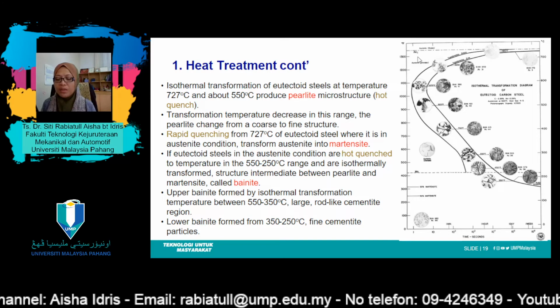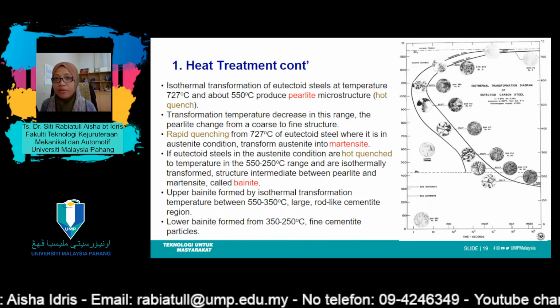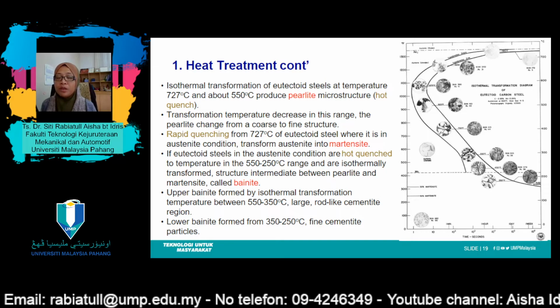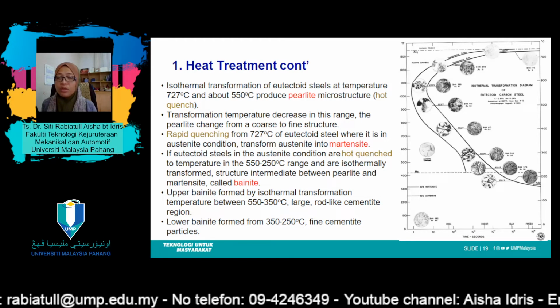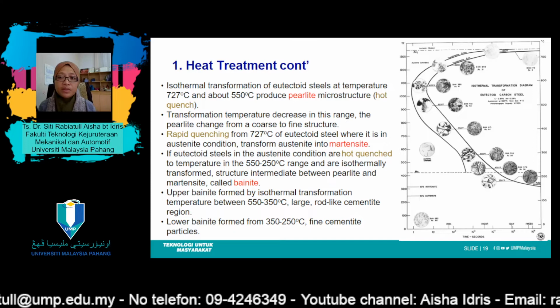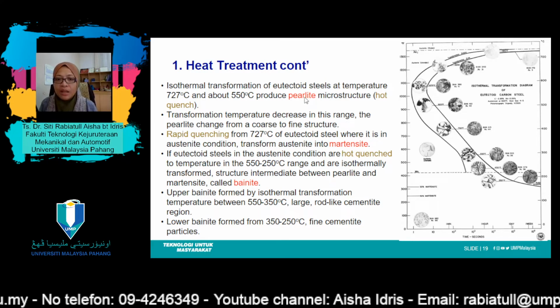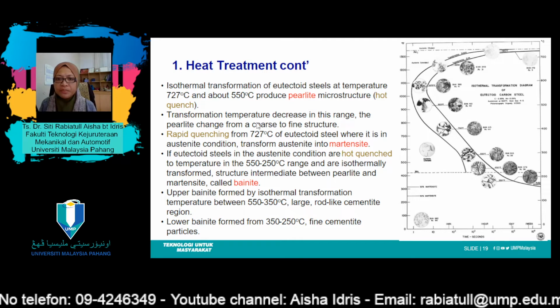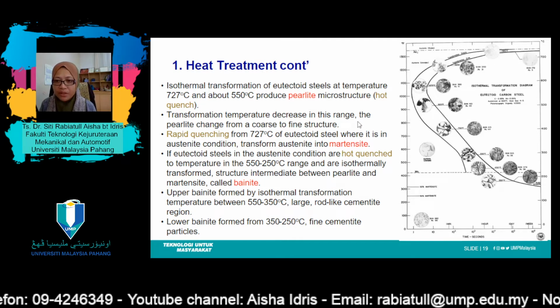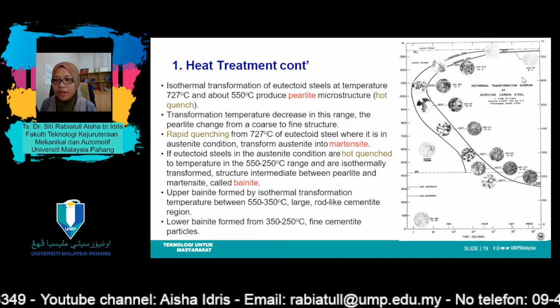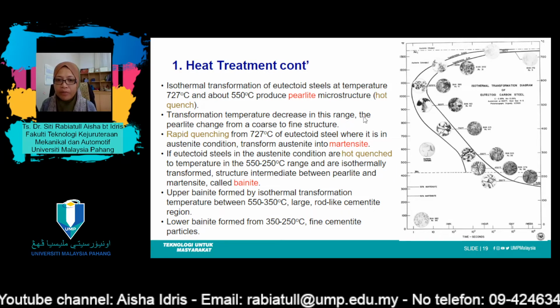Hot quenching means the temperature of the solution is controlled to a certain temperature so that it would drop drastically. And as the transformation temperature decreases in this range, the perlite changes from coarse to fine structure. So in this area, the same area.